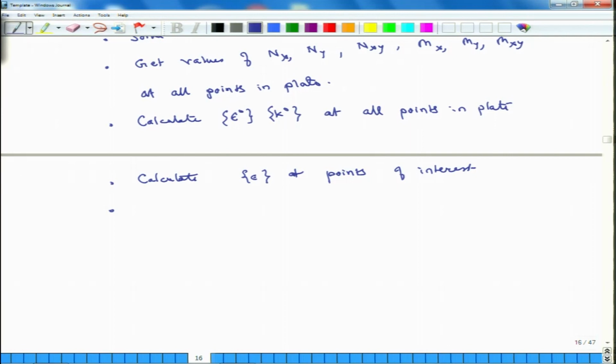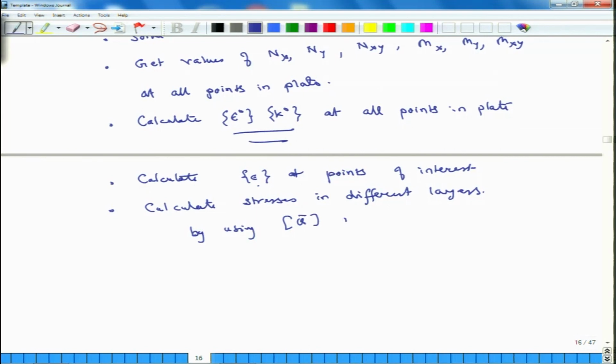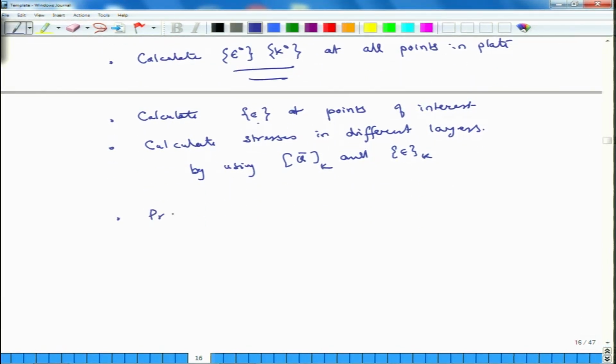And once we know the strains in different layers, because now if we know epsilon naught and k naught, then using the relation between epsilon naught and k naught we can calculate strains at different layers at different points. So, then we can calculate stresses in the plate, right. We can calculate stresses by using the Q bar matrix and epsilon matrix for the kth layer. Okay. And once we know that, we can predict the failure of the plate. So, we can know whether our plate is strong enough or not.